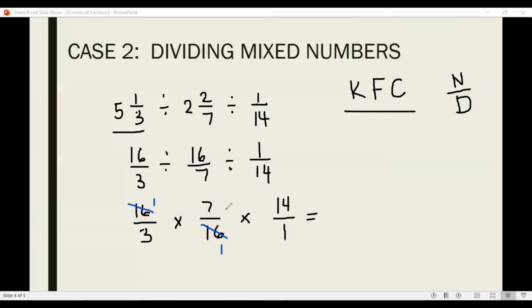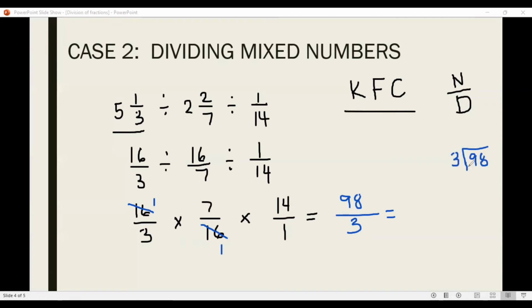Okay. So 7 times 14, that is equivalent to 98. So this is now equal to 98. And multiplying the denominators, 3, 1, and 1, the answer is equivalent to 3. Now your answer here is in improper form. Therefore, again, if that is not among the choices, we have to try to change it into mixed form.